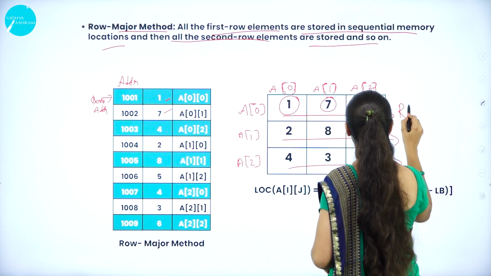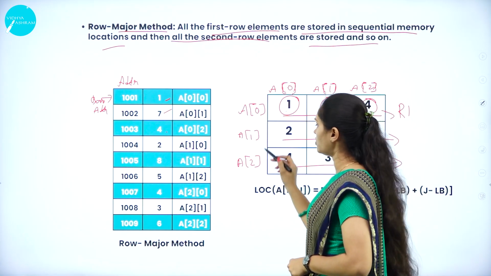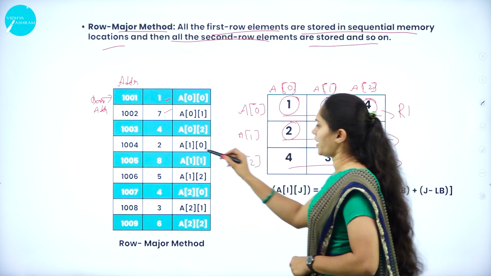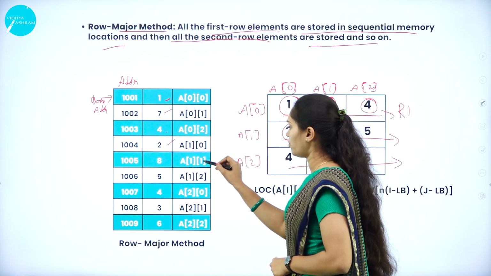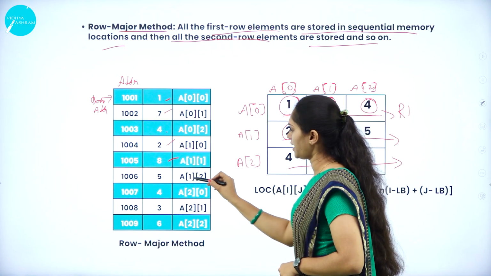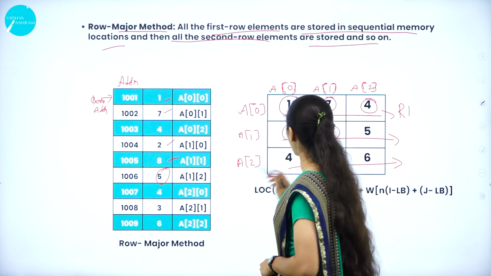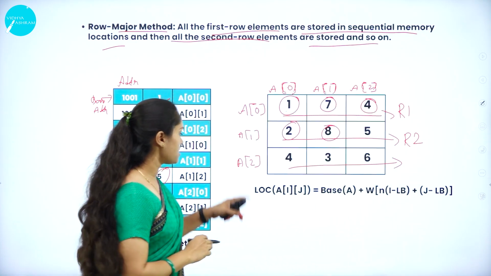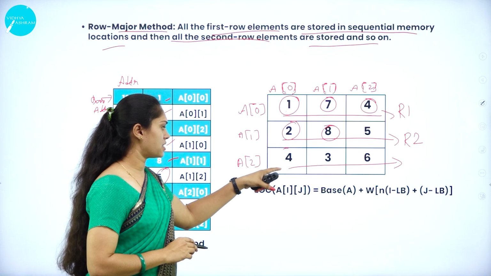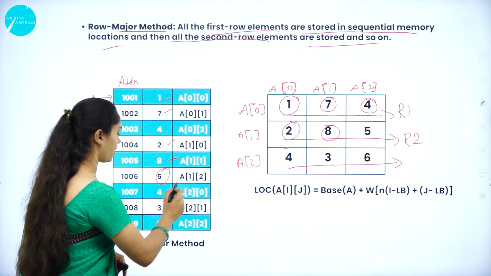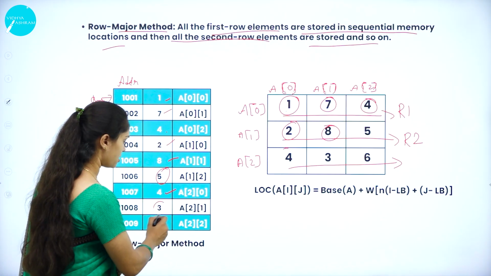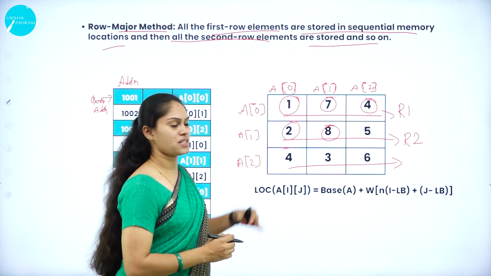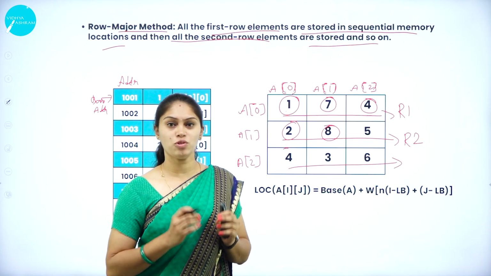Let me consider this as R1. Next we have the second row, where the index starts from 1. A of 1, 0 is 2, A of 1, 1 is 8, and A of 1, 2 is 5. That is row 2. In row 3, A of 2, 0 has the value 4, A of 2, 1 has the value 3, and A of 2, 2 has the value 6. This is how the representation of the row major method happens.